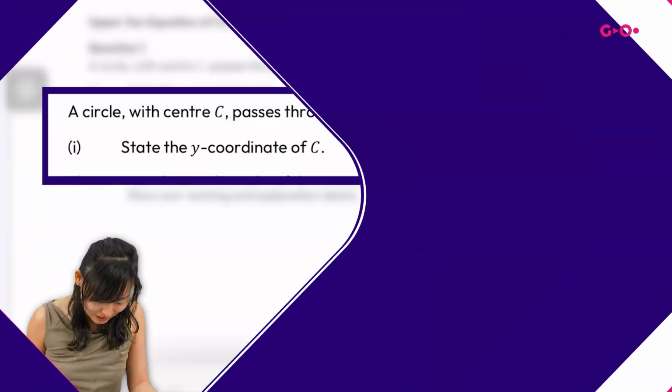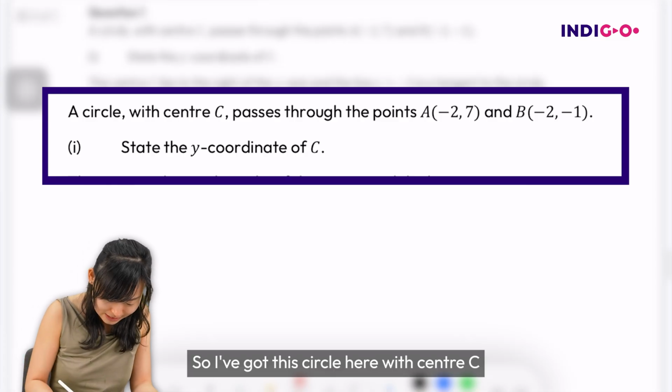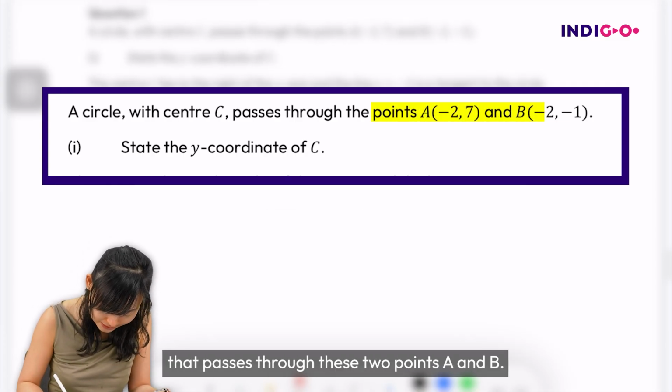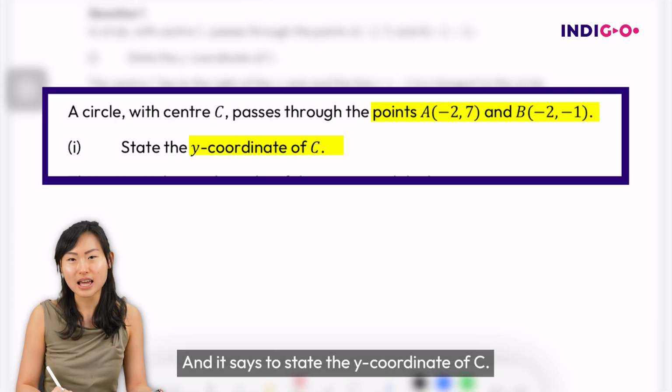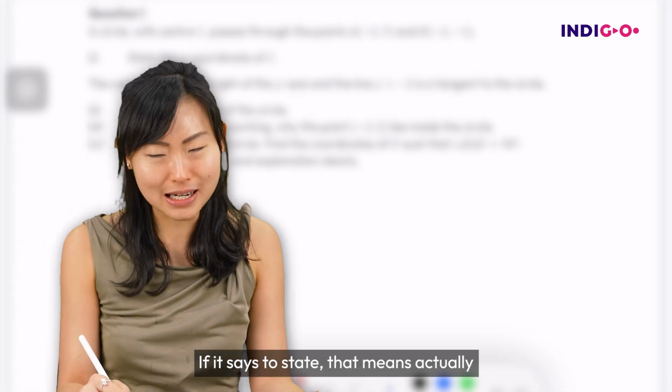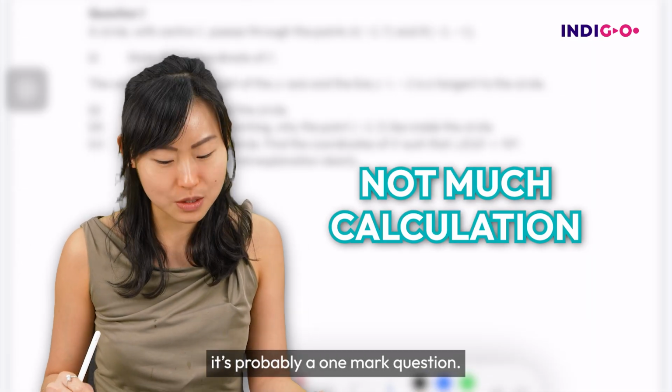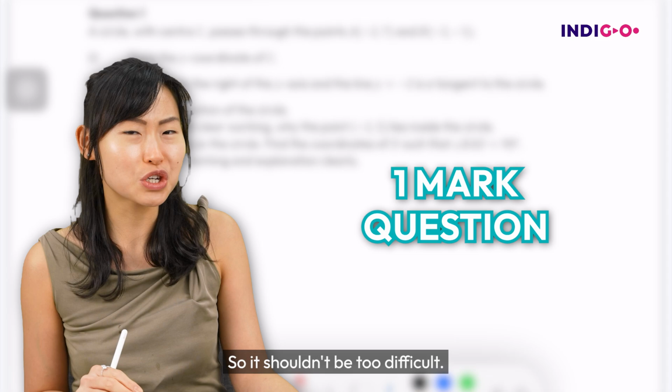Today I'm going to show you how we can draw diagrams to simplify a complicated looking circles question. Let's start. We've got this circle here with center C that passes through these two points A and B, and it says to state the y coordinate of C. If it says to state, that means there's not much calculation to be done. It's probably a 1-mark question, so it shouldn't be too difficult.